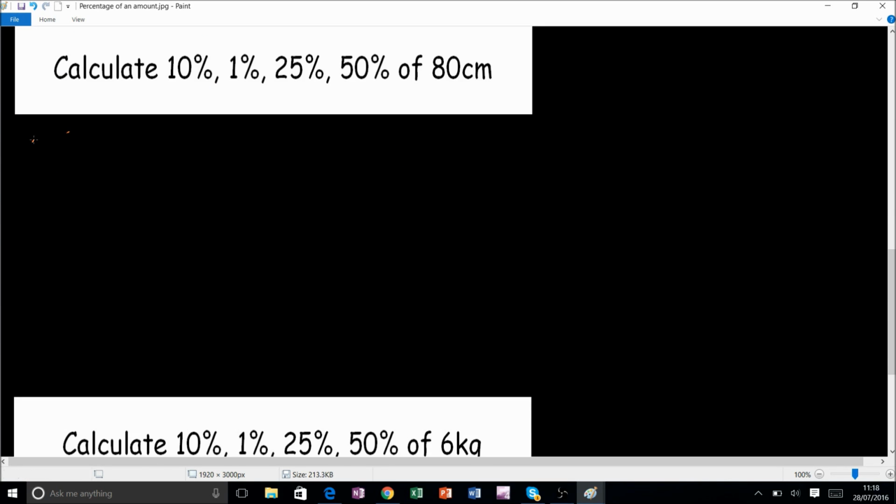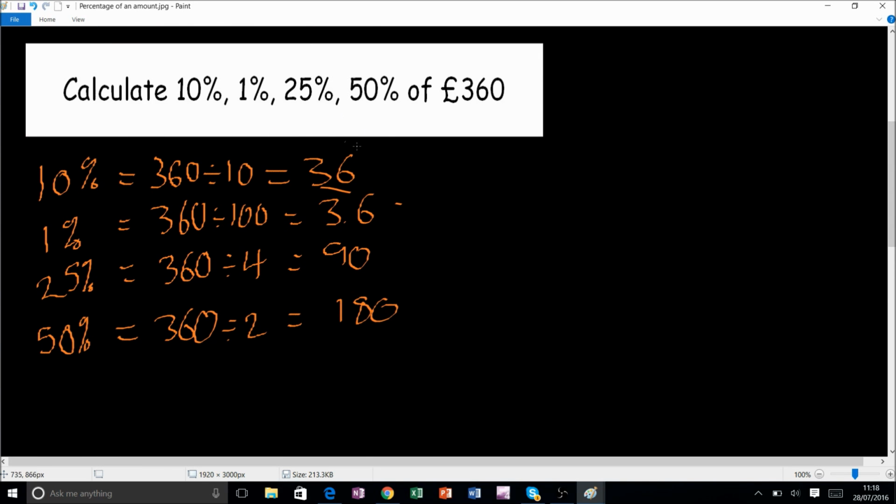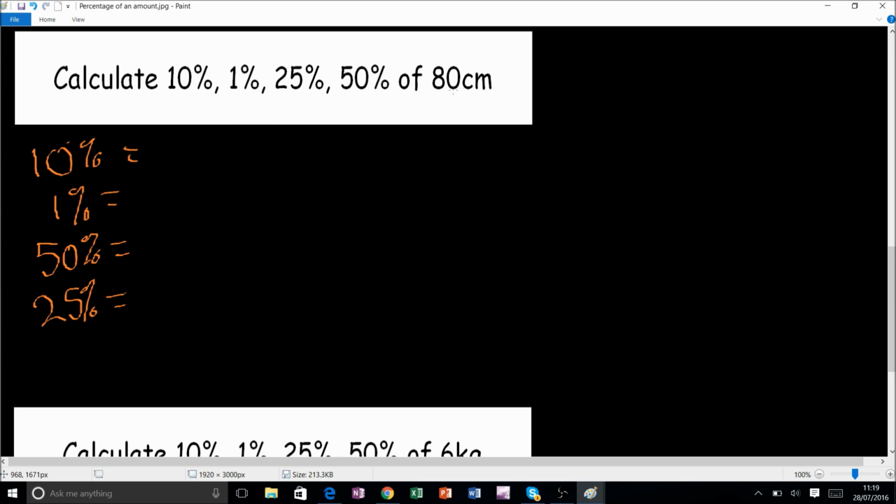Again, we've got 10%, 1%. I'm just going to put 50% here and 25% after that. So 10% of 80 centimeters. I just made a mistake, and my mistake was that for these ones I did not include my units, which is very naughty. So that should be in pounds. That's £36, that should be £3.60, that should be £90, and that should be £180. So always remember your units. Here we're working with centimeters.